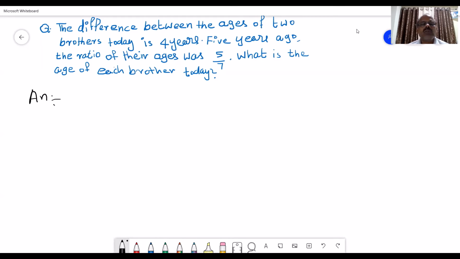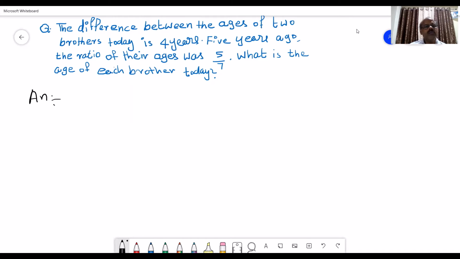Here we know two relationships. Today's relationship is that the difference between their ages is 4 years, and for 5 years ago, the ratio of their ages is given as 5/7. So let us start.